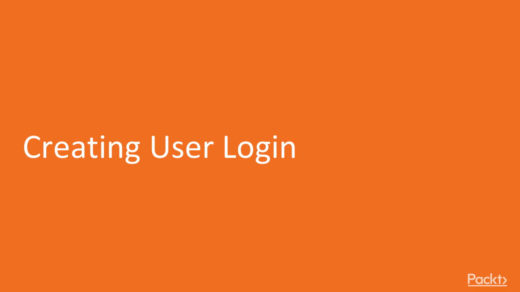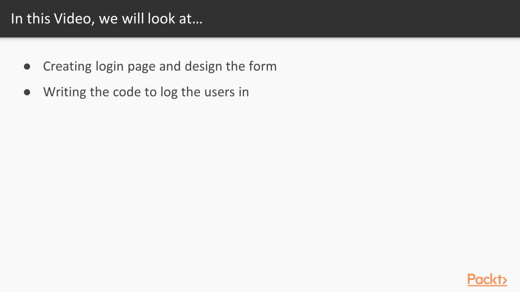In this lesson, we are going to work on the user login page. We'll start by creating a new page called the login page, and then we'll set that page as the default page for our application. We'll then start by designing the form, and finally we'll conclude this lesson by writing the code to allow the user to log into the application using Firebase authentication.